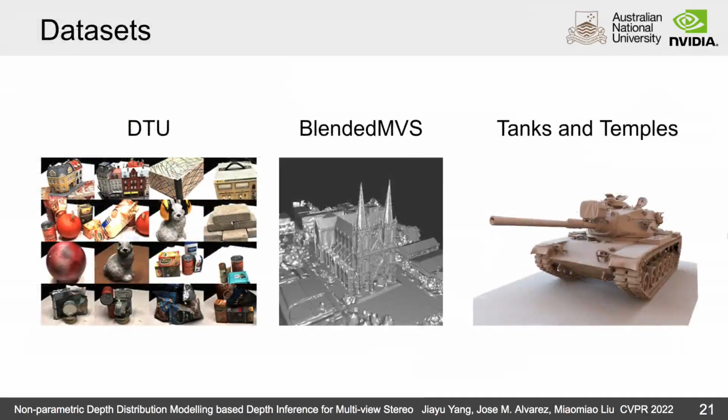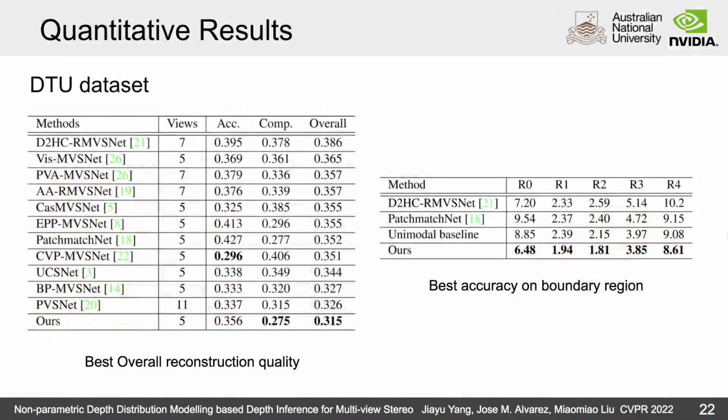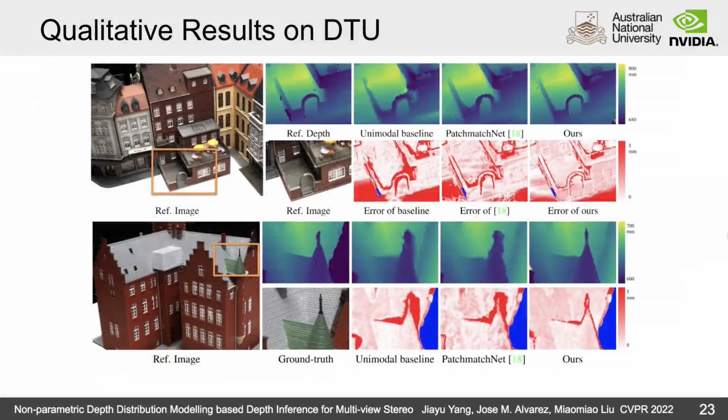The network is trained on the DTU and the BlendedMVS dataset and evaluated on DTU and the Tanks and Temples public benchmark. On DTU dataset, we achieved the best overall reconstruction quality and the best accuracy on boundary regions. Our method can produce sharp edge on boundary regions and accurate estimation of tiny objects.